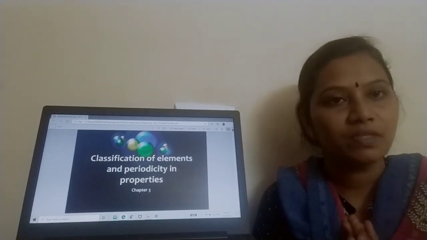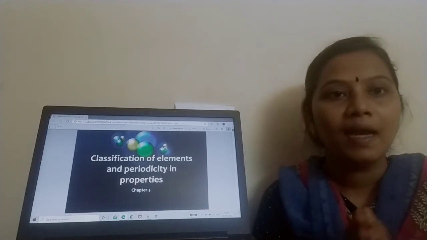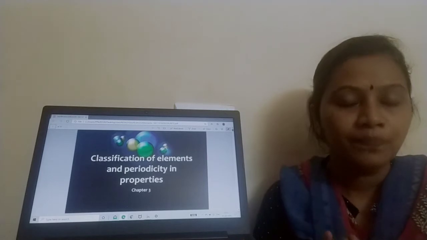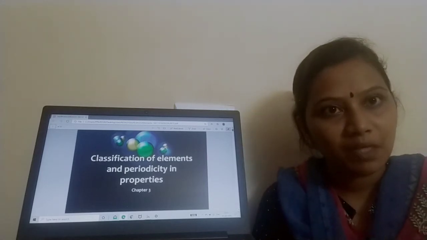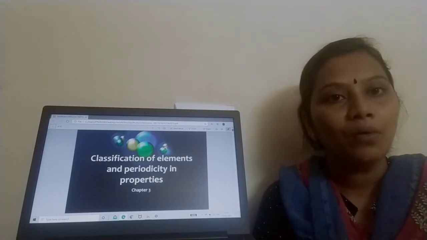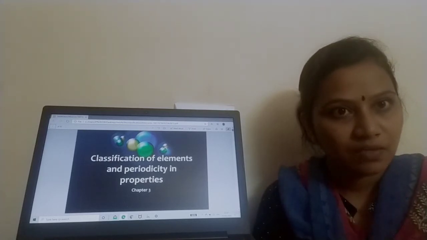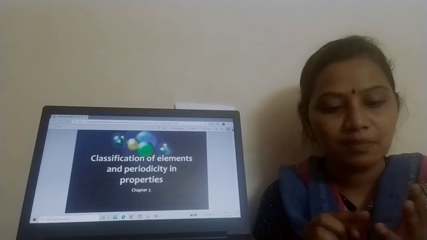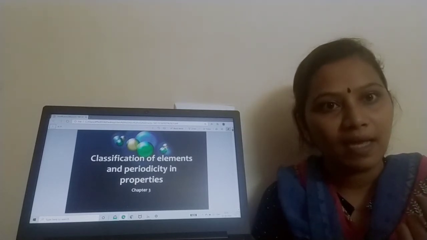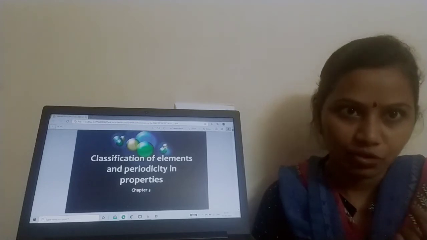Horizontal rows are otherwise called periods, and vertical columns are otherwise called groups or columns. And the elements which have similar properties are grouped into one category, that we have seen. And how the periodic table is classified into main blocks S, P, D, F. About the S block, we have seen group 1 alkali metals and group 2 alkaline earth metals.